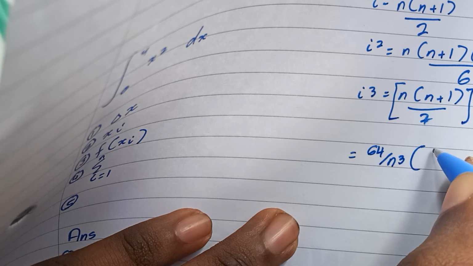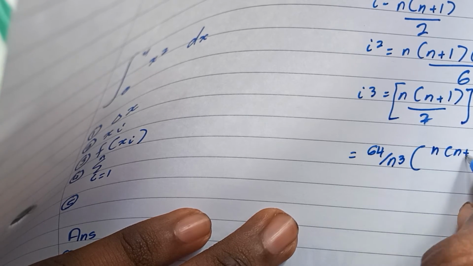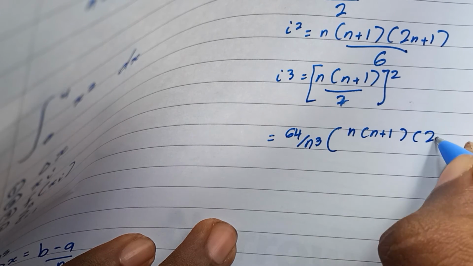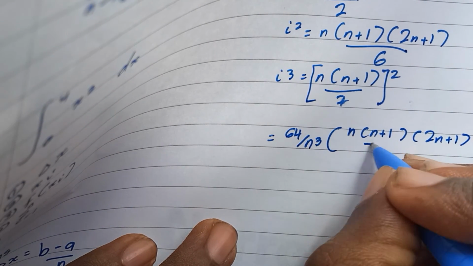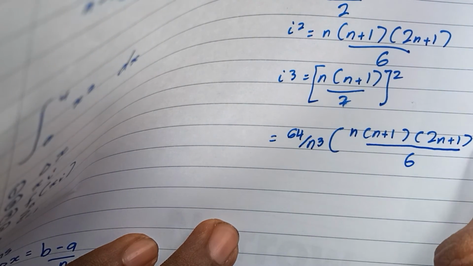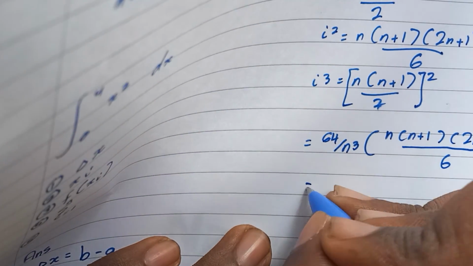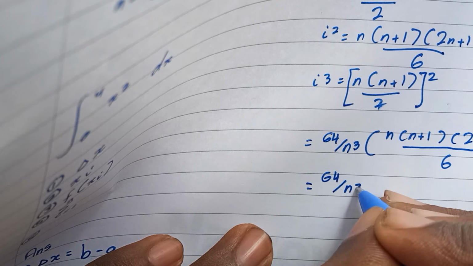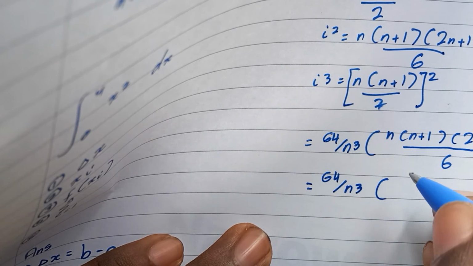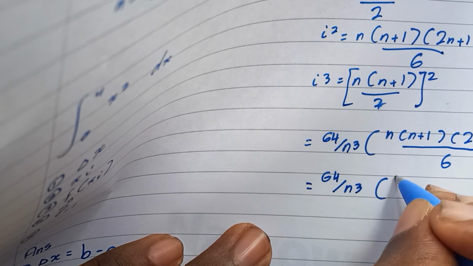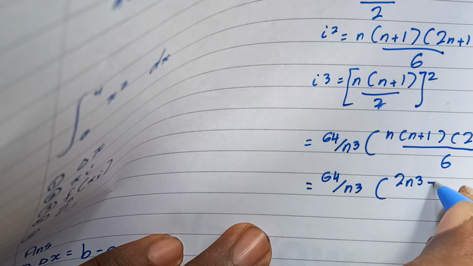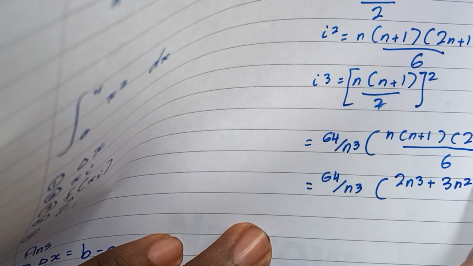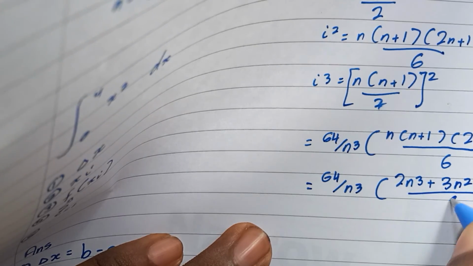times n times n plus 1 times 2n plus 1 over 6. And then if we solve this, we will get 2n cubed plus 3n squared plus n over 6.